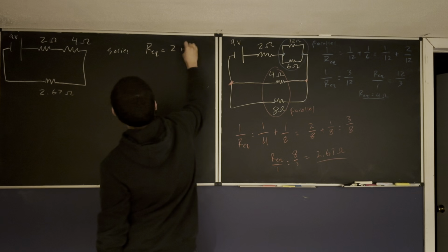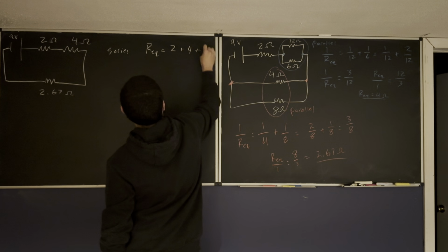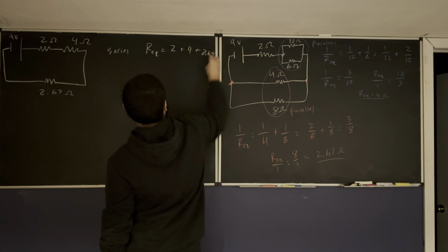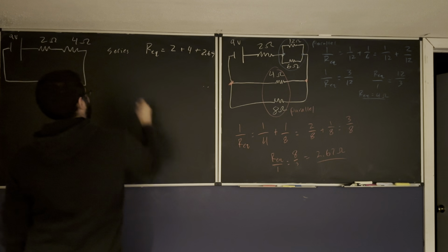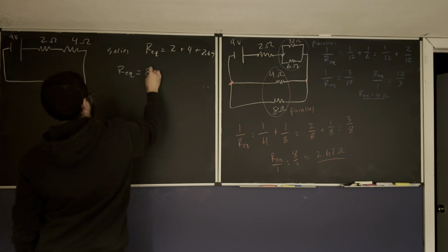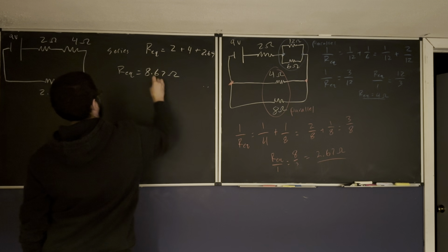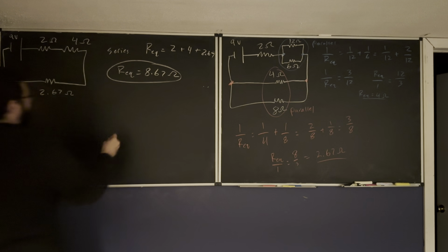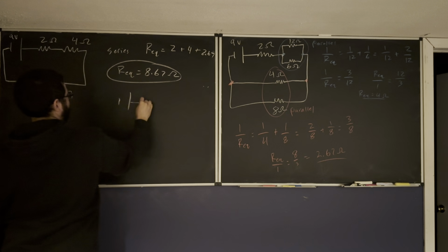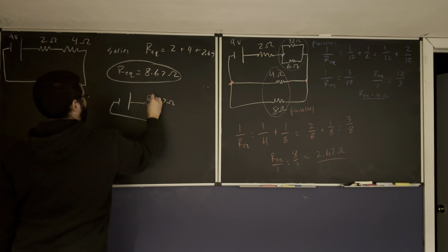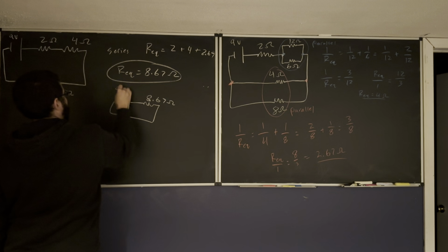So 2 plus 4 plus 2.67, and that's 8.67. That's actually your answer, because you just have these 3 resistors, you add them up, and you're done. So 8.67 ohms. This is 9 volts.